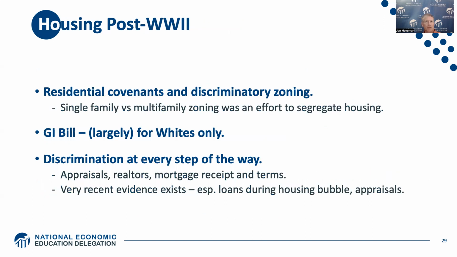Okay, so if we fast forward a little bit to after World War II, right? After World War II, it turns out that residential covenants and discriminatory zoning were being put in place. Single family versus multifamily zoning was an effort to segregate housing. Right? Anybody know where this type of zoning got its origin? If you don't know, you will never ever guess. If anybody knows, put it in the chat.